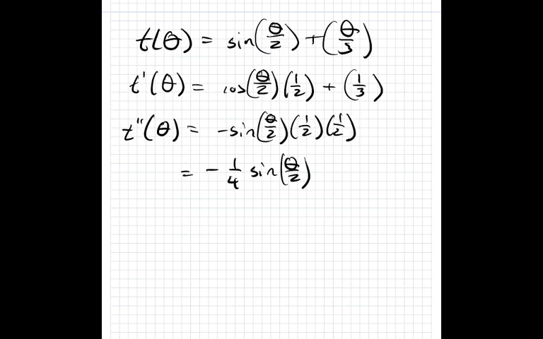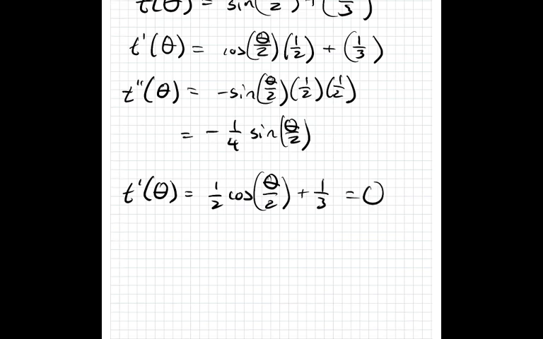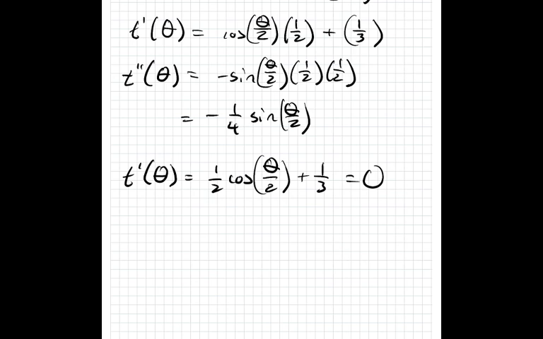So if we look at T prime of theta, which we have as 1/2 cosine of theta over 2 plus a third, we want to set that equal to 0. If we set it to 0 and solve, subtract, then we get cosine of theta over 2 equals negative 2 by 3. Okay. So cosine is some angle. I guess we could just use the inverse trig. Cosine of what angle gives us a negative 2 by 3?